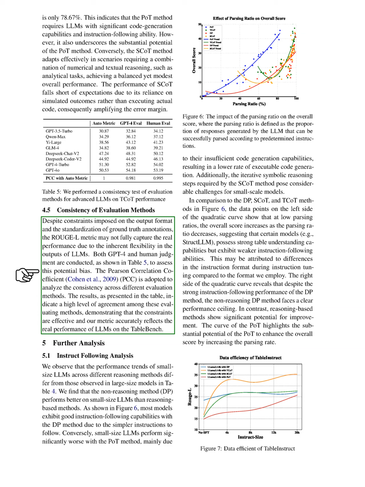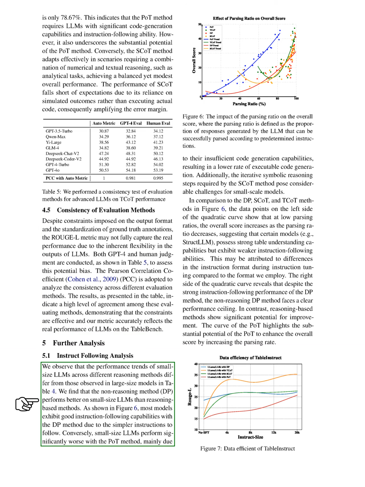Regarding the consistency of our evaluation methods, we note that despite the constraints on output format and standardized annotations, the Rouge-L metric may not fully reflect real performance due to the flexibility of LLM outputs. We compare evaluations from GPT-4 and human judgment to assess potential biases, using the Pearson correlation coefficient to analyze consistency across different methods. Our results indicate a high level of agreement, confirming that our constraints are effective and that our metric accurately represents LLM performance on TableBench.